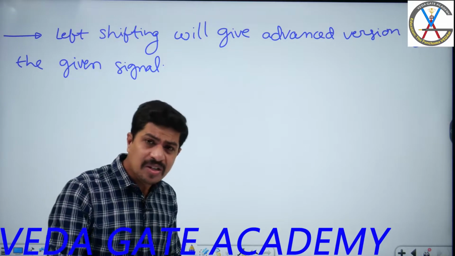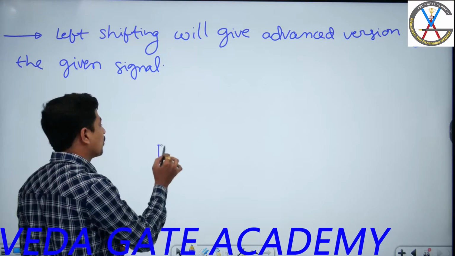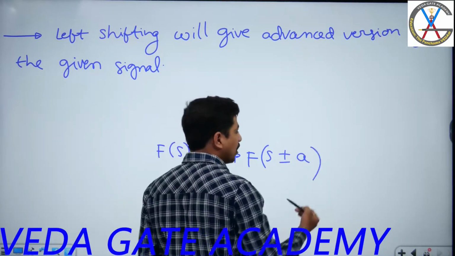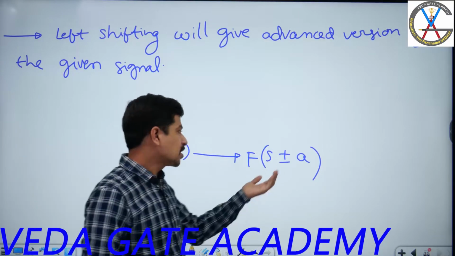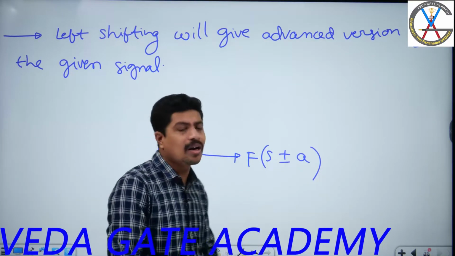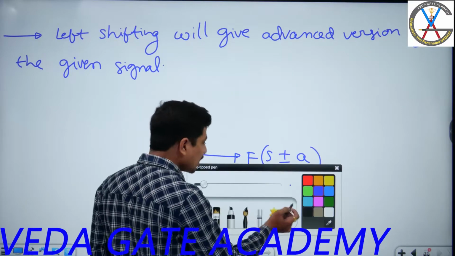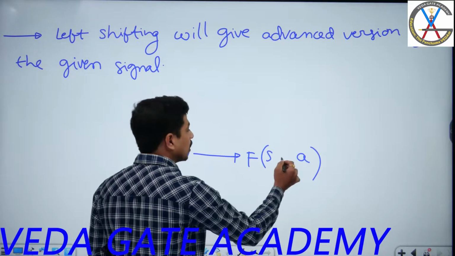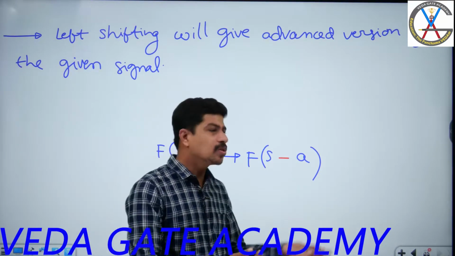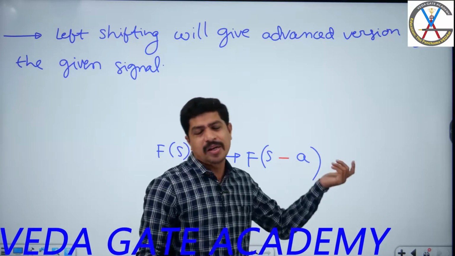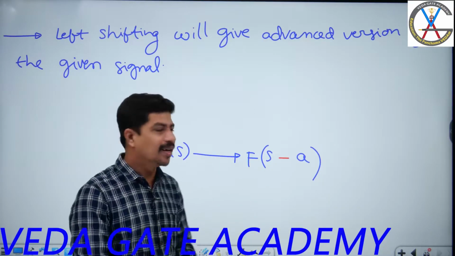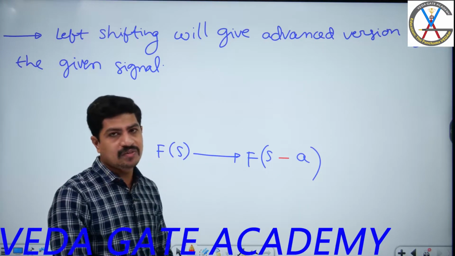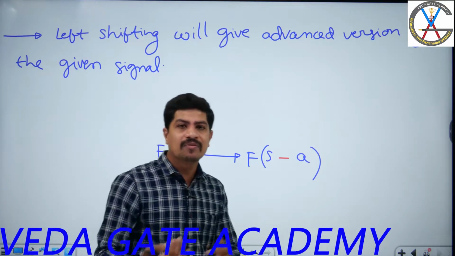What does it mean by frequency shifting? If suppose F of s is there, what is its frequency shifting? F of s plus or minus a. A may be positive or negative. If a is positive, suppose a is equal to 2, F of s minus 2. If a is equal to minus 2, F of s plus 2. This is the general signal and this is the shifted version. This is called frequency shifting, along with time shifting.